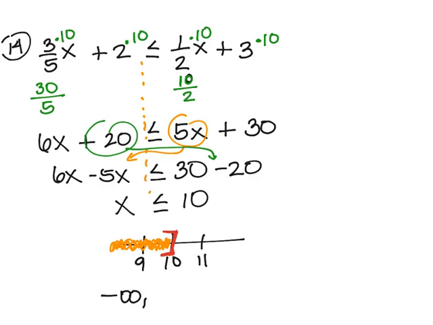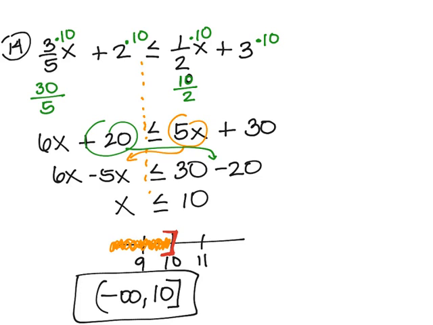Negative infinity, right? And it's going to stop at what? 10. But 10 has a what on it? Bracket, and you have a parenthesis on your negative infinity. Do y'all see that?